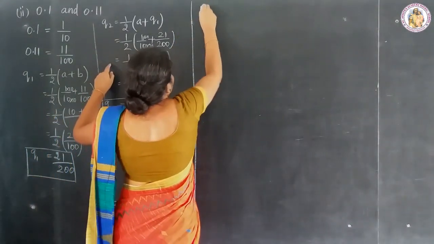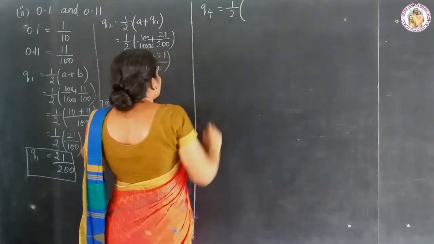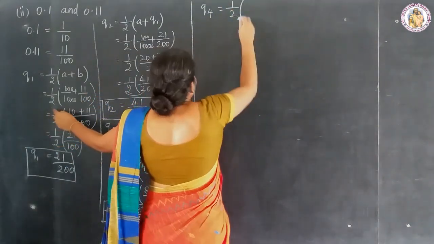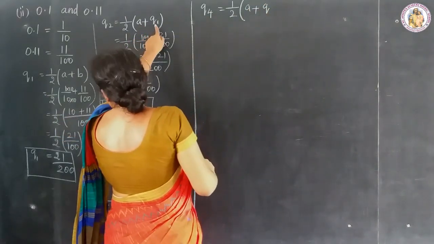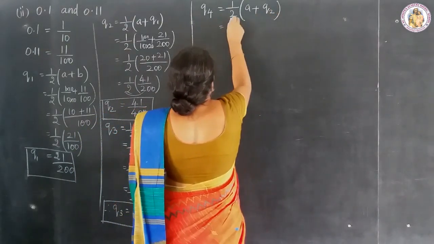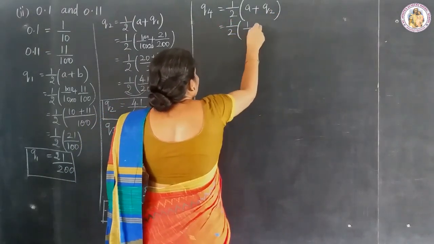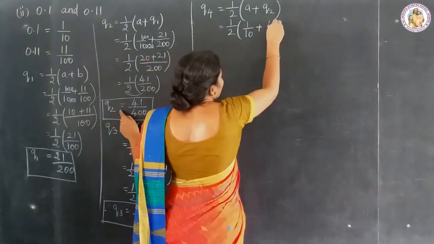And then to find Q4, Q4 is equal to 1 by 2. Take A plus, so already we have taken Q1, go with Q2. So 1 by 2, A 1 by 10 plus Q2 is equal to 41 by 400.